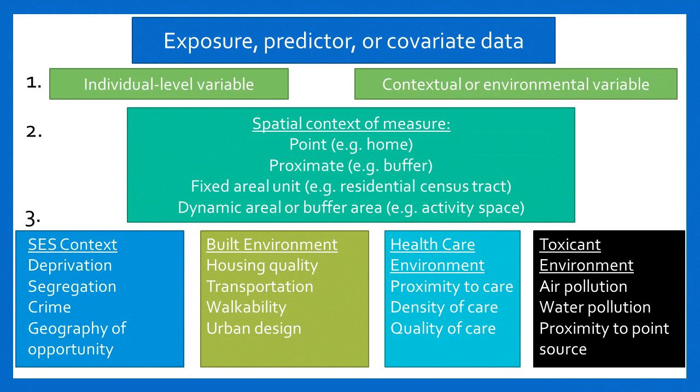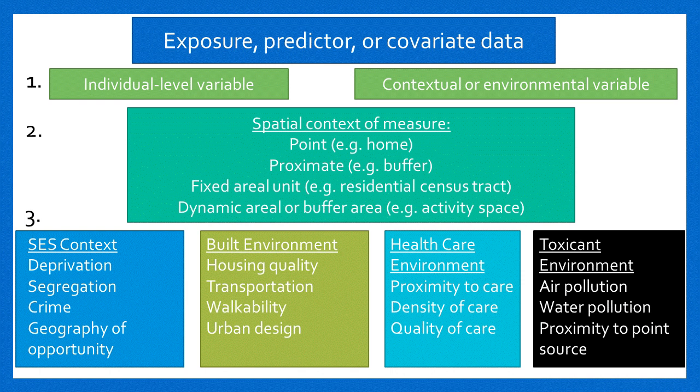Okay, so the second kind of data were exposure or predictor or covariates. In other words, other attributes that we want to put on maps that aren't just the health outcomes. And again, these could be measured at the individual level or contextual or environmental. If they're contextual, they might be specific to a point, like to someone's home. Or often we use buffers, so you may be familiar with people buffering around parks to identify people's access to parks, or buffering around grocery stores to identify who has access to healthy food options, for example. And often we use fixed areal units, in other words, census tracts or counties.